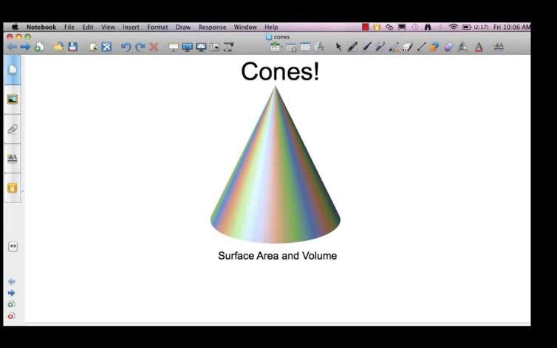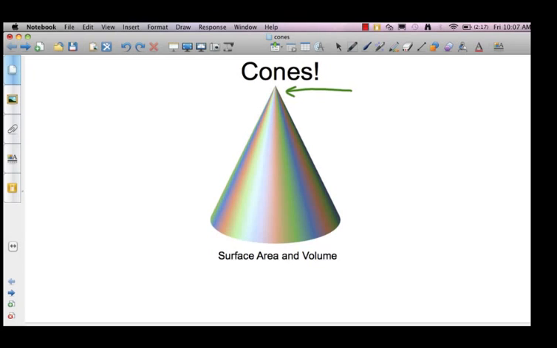Today we're talking about cones, and what we're going to do is talk about how to figure out the surface area and volume of a cone. First thing we're going to do is just take a look at the cone itself. It has different parts that need to be labeled.